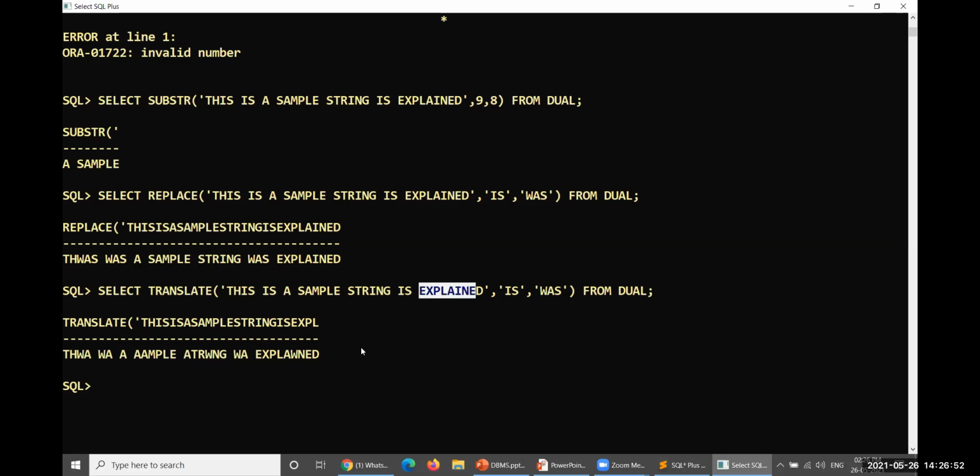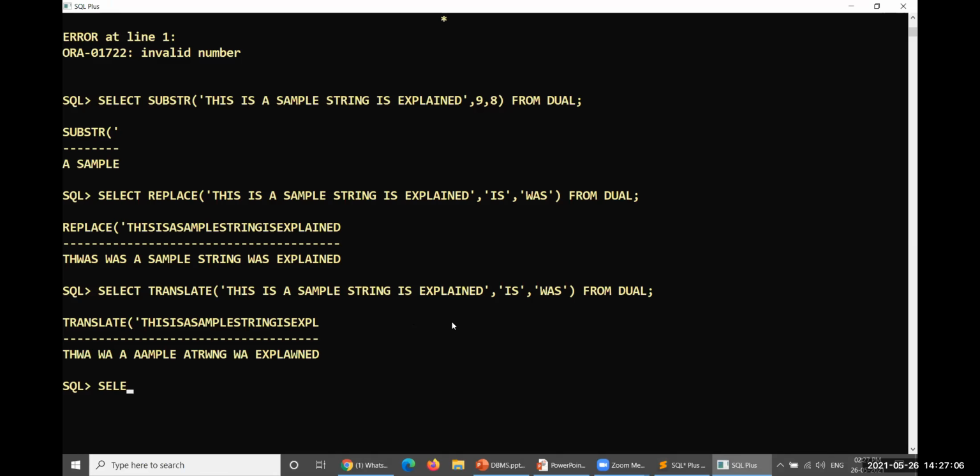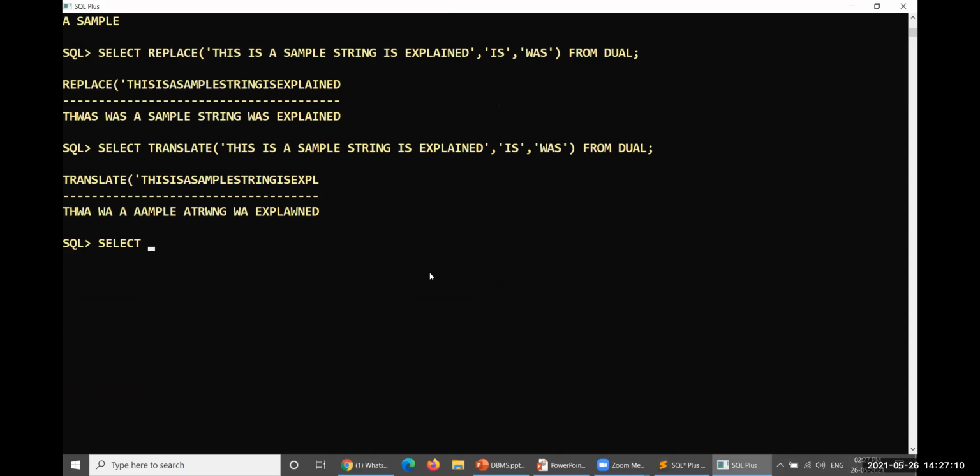So that's the difference. Most probably, for cryptography and network security, people are using this particular thing. Okay. So let me write one particular query, then you could understand. Select translate.